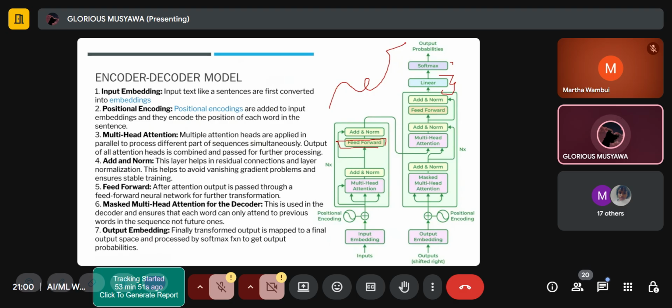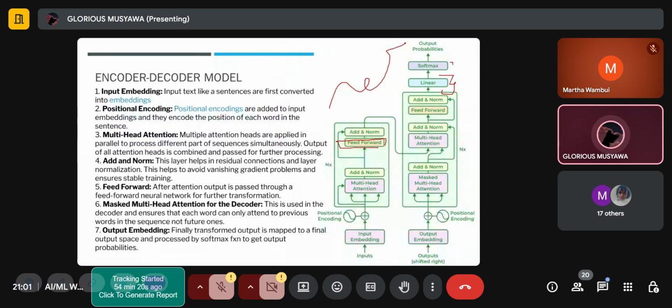So we have add and norm. We talked about normalization of data. This layer helps in residual connection and layer normalization. This helps to avoid vanishing gradient problems and ensure stable training. I know we've talked about vanishing gradients so much, but what is a vanishing gradient, simply explained?